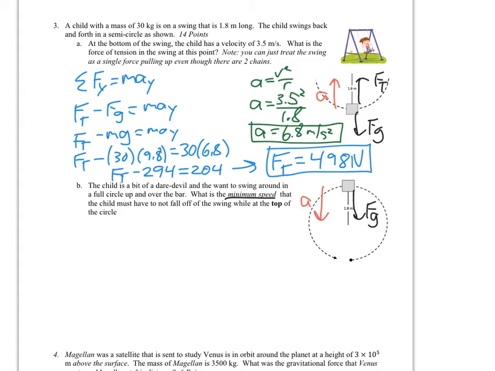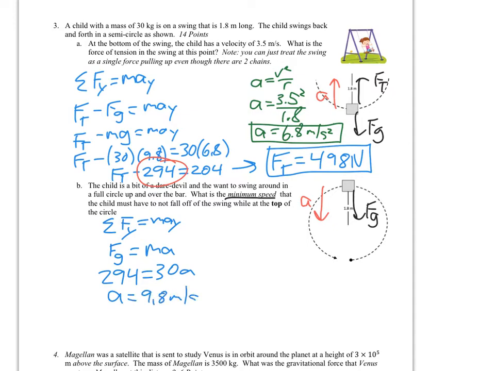So knowing that, we can set up our F equals ma once again, but the only force we're going to have is the force of gravity going down. Because both gravity and the acceleration are down, I'm just going to make both of them positive. I can then substitute in that force of gravity that I got before up here, which was that 294. So 294 equals 30a, which means my acceleration is 9.8 meters per second squared.